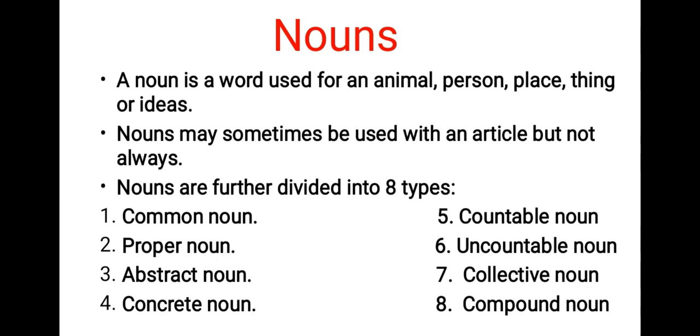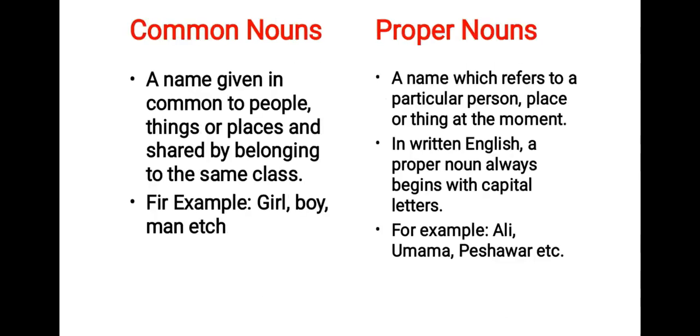Now we have 8 further types of nouns: common noun, proper noun, abstract noun, concrete noun, countable noun, uncountable noun, collective noun and compound noun. Starting with common and proper nouns. You would understand it even better when we discuss those that are opposite to each other. The first one is common noun, a name given in common to the people, things or places and shared by belonging to the same class. For example, girl, boy, man, etc.